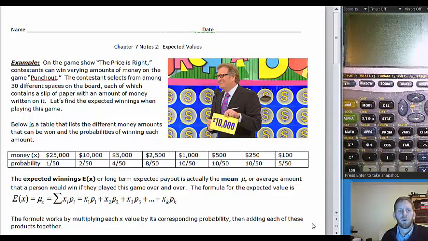These are the Chapter 7 notes 2 on expected values. Today we're going to talk about what an expected value is. And for our example, we're going to take a look at the game show The Price is Right. On this game show, contestants can win varying amounts of money on the game Punch-Out.